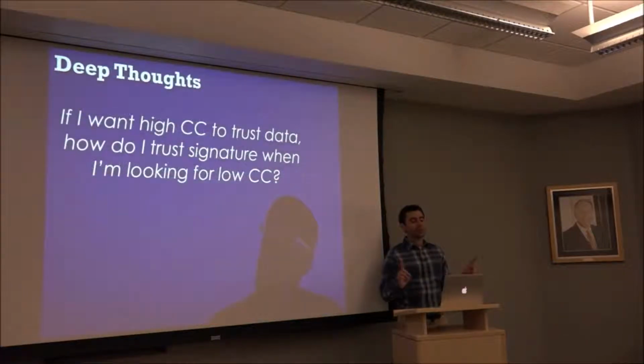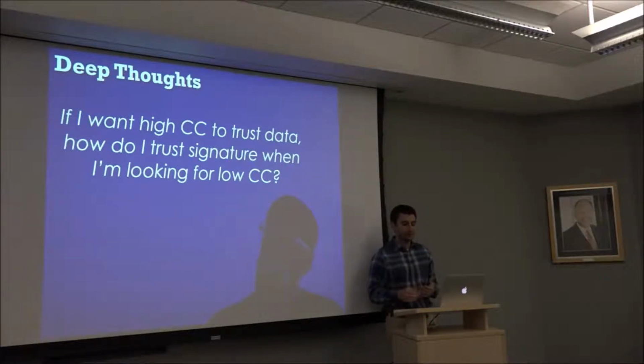So we're going to have some deep thoughts here for a second. If I want high correlation coefficient to trust data, we've shown all these examples previously. I want to trust the data. I want correlation coefficient high. Well, how do I trust a signature if the whole point of the signature is to have low correlation coefficient? Sort of a catch-22 here. So we're going to show you how to do that and how to make sure you can trust the signature when the signature actually involves low correlation coefficient.